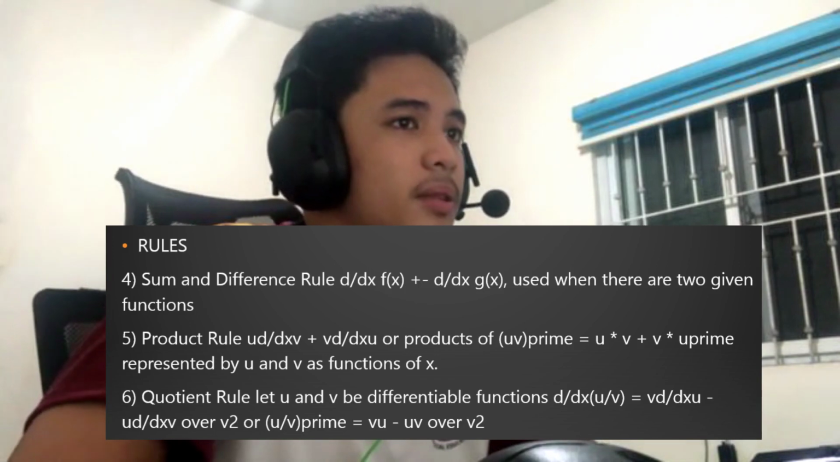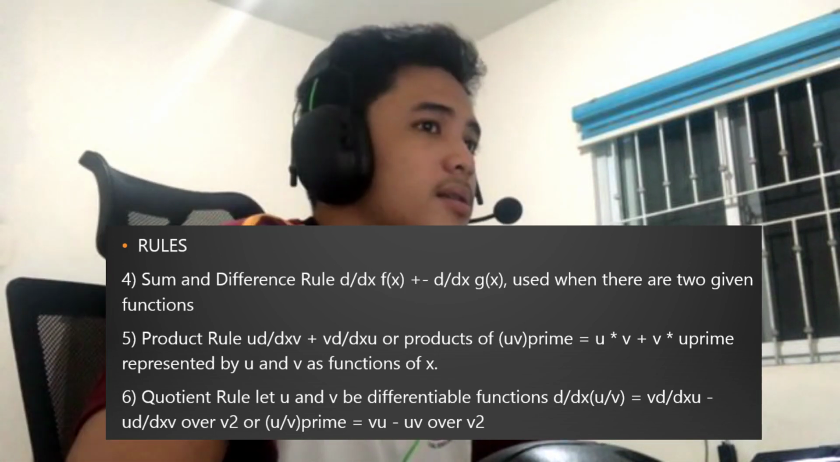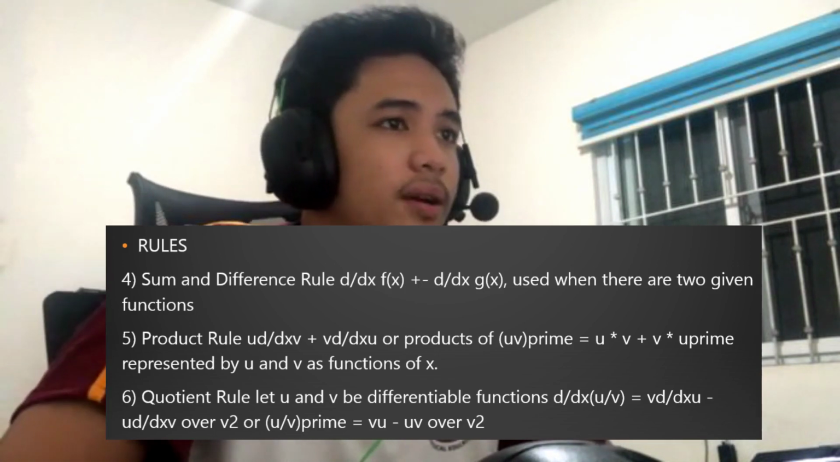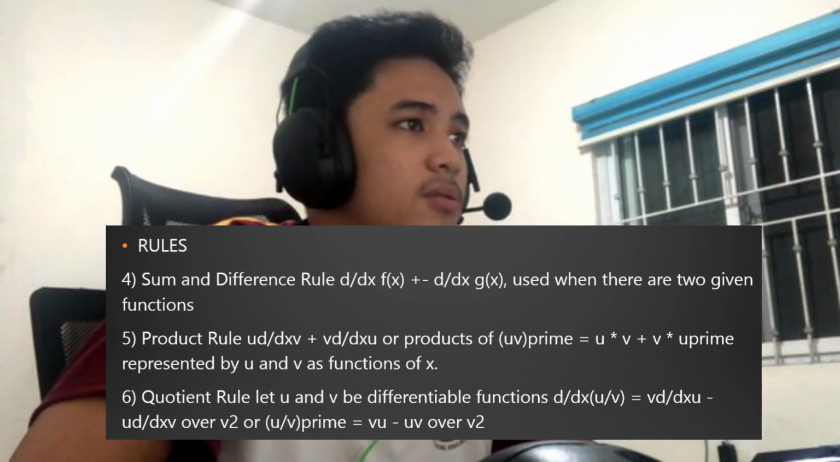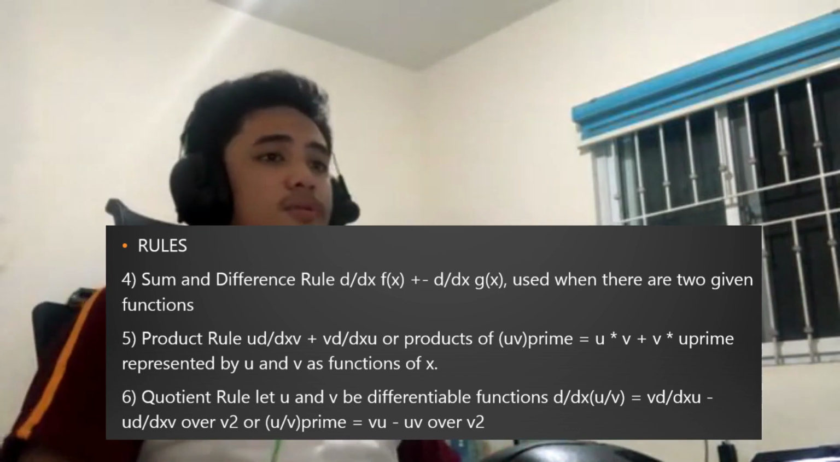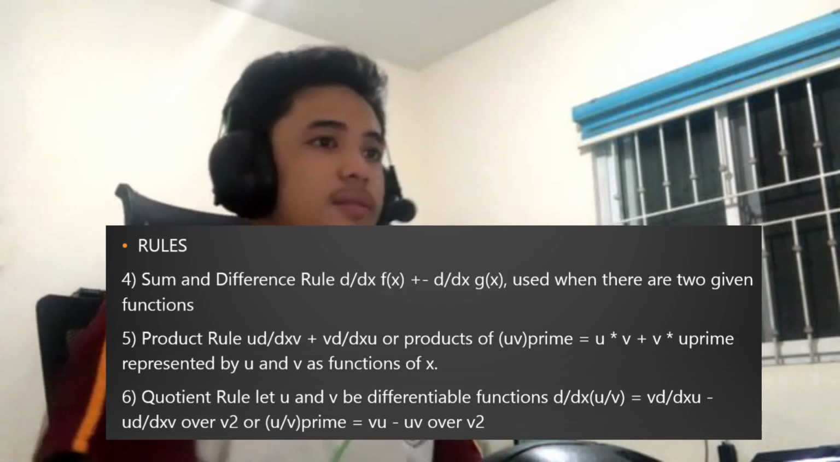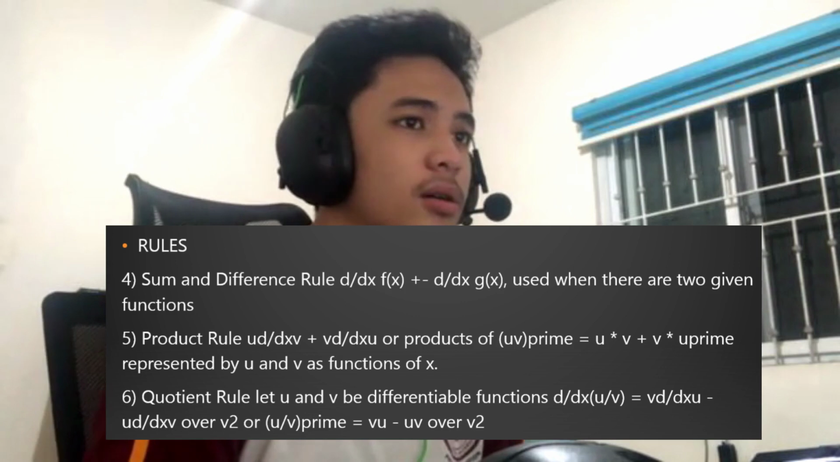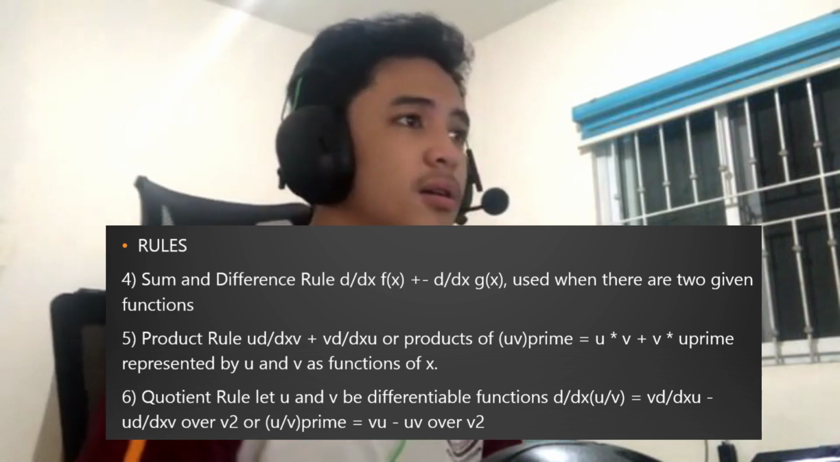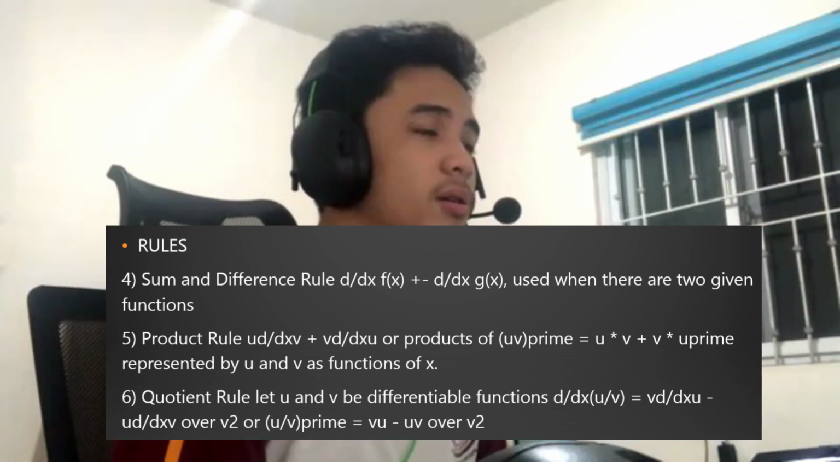So for the fourth and fifth rule, which is the sum and difference rule, it is d over dx of f of x plus or minus, add or subtract, d over dx of g of x. It is used when there are two given functions that are needed to be subtracted or added.